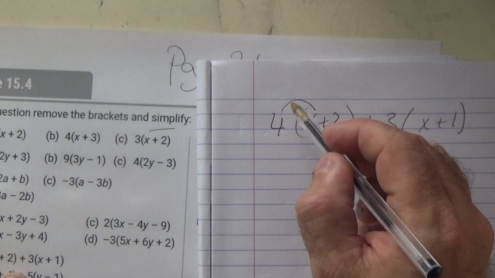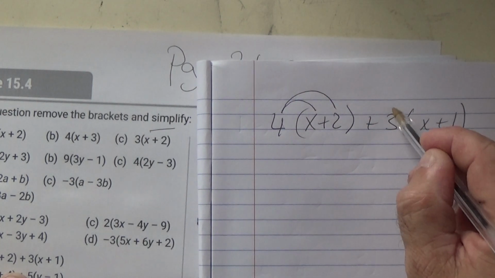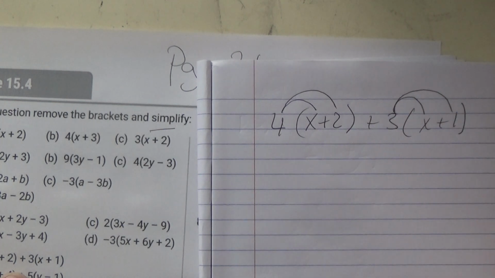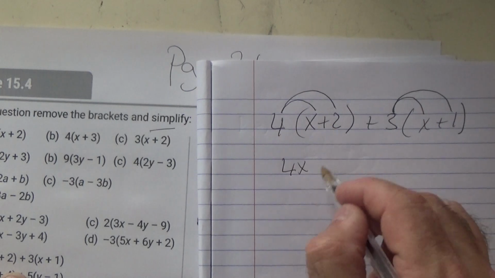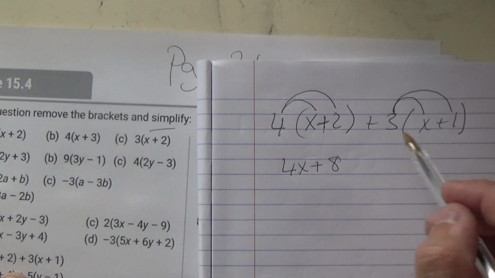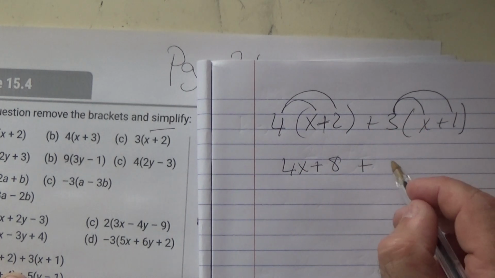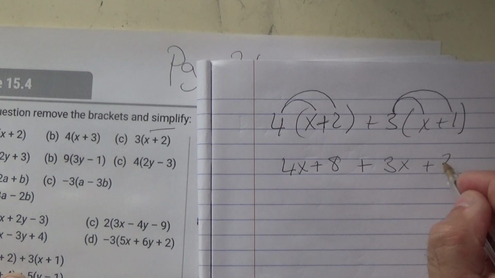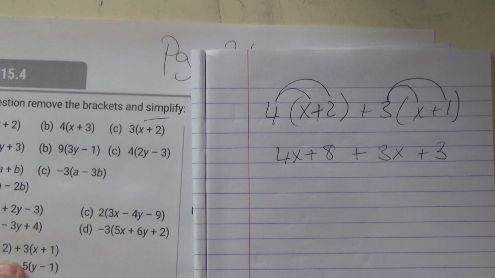So if we go with arcs, I'm going to go with over arcs actually, I think it might be easier, or you can use an under arc or an over arc. So I have 4 multiplied by x is 4x, 4 multiplied by 2 is 8, that's plus 8 because of that plus. Okay, I have plus 3 multiplied by x is 3x, and I have plus 3 multiplied by 1, which is plus 3. So we're going ahead and we're distributing the multiplication. That's what we're learning about now.